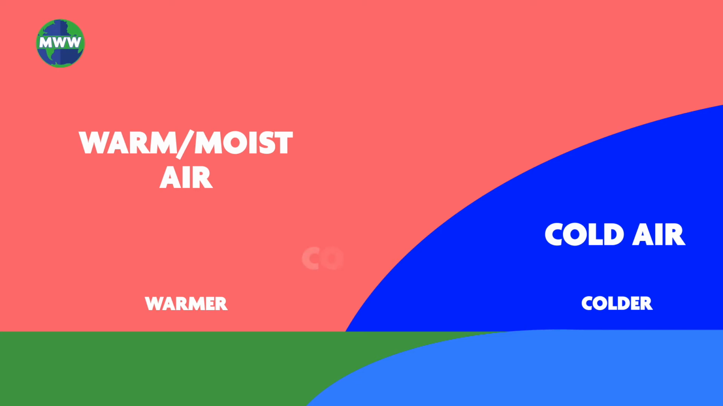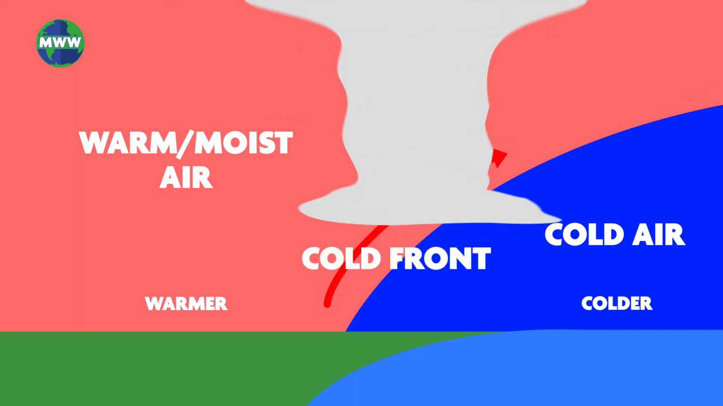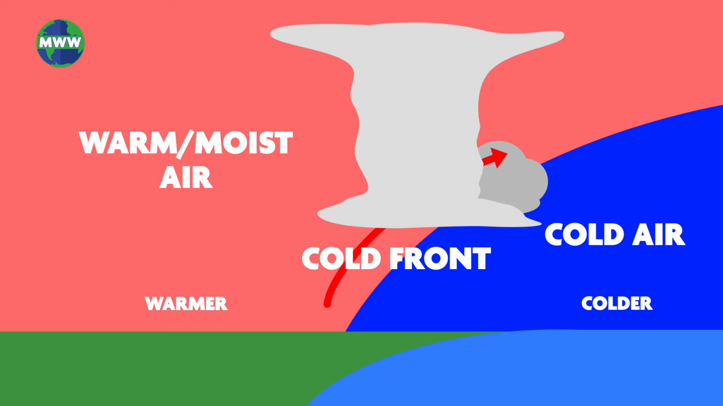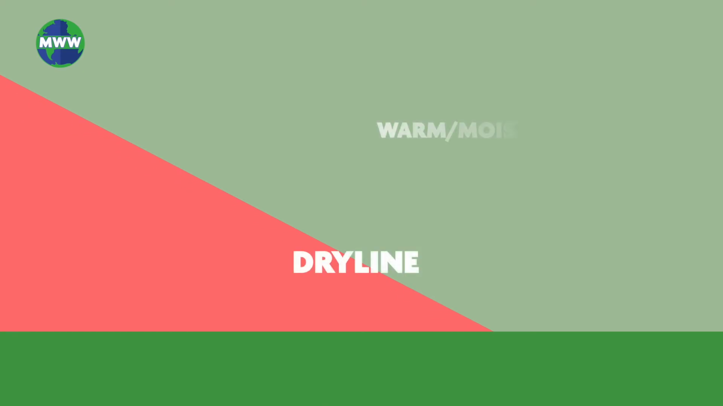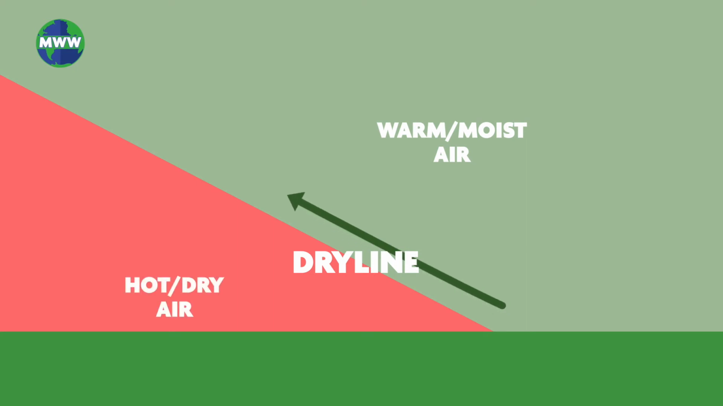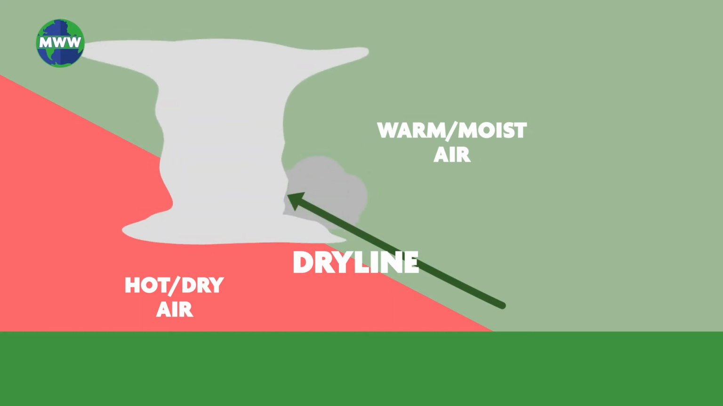If the air is moist, thunderstorms will often form along a cold front, when cold dense air pushes warm moist air aloft. Another place lift can happen is along a dry line, similar to a front but between warm moist air and hot dry air. The dry air is more dense and pushes the moist warm air up. This type of lift is common over the plains in the spring and early summer.